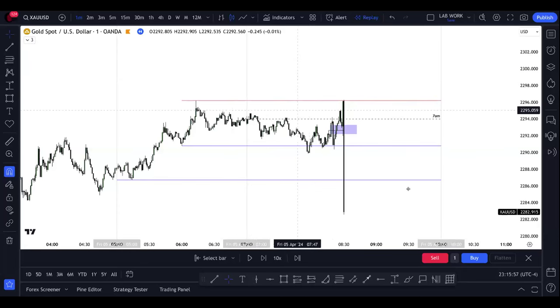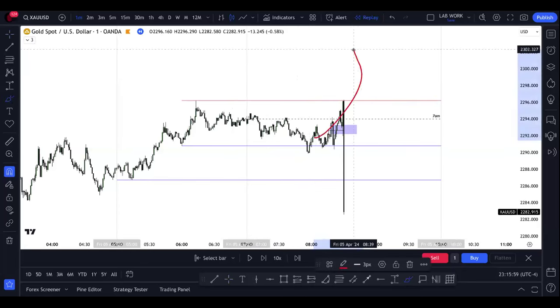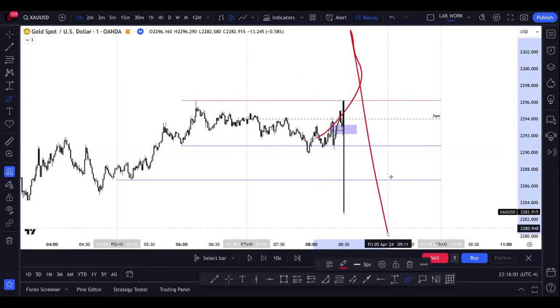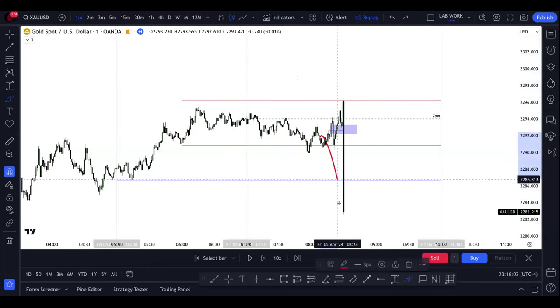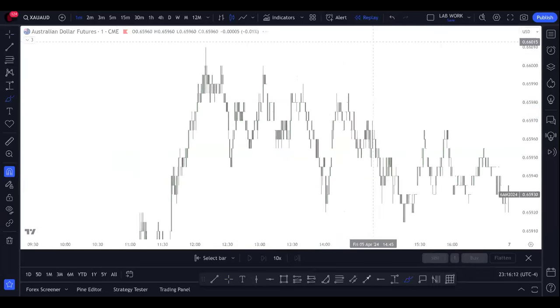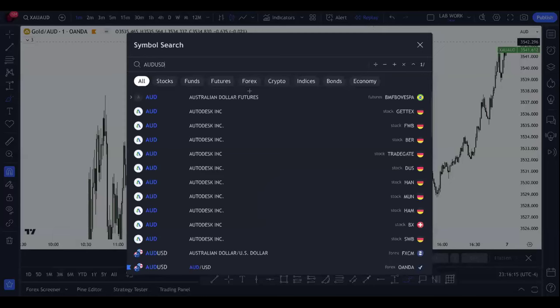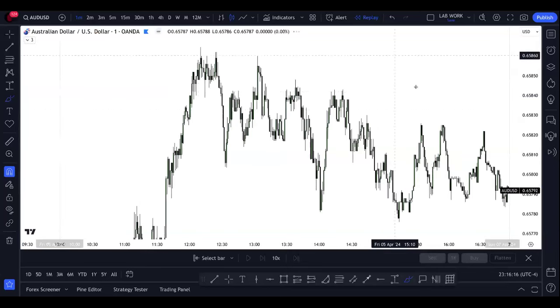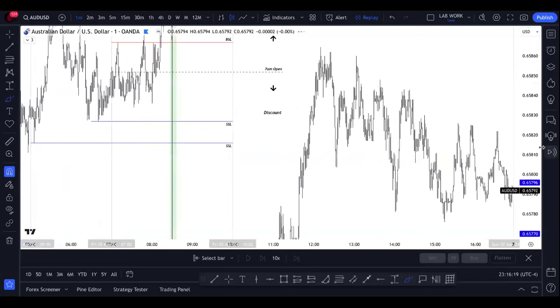Sometimes it overshoots. It spikes up and then it goes short. Or vice versa. It spikes down really hard and goes long. It's going to wipe a lot of people out. But when it's really clean, like we saw with AU, when it's really clean, man, it's great.